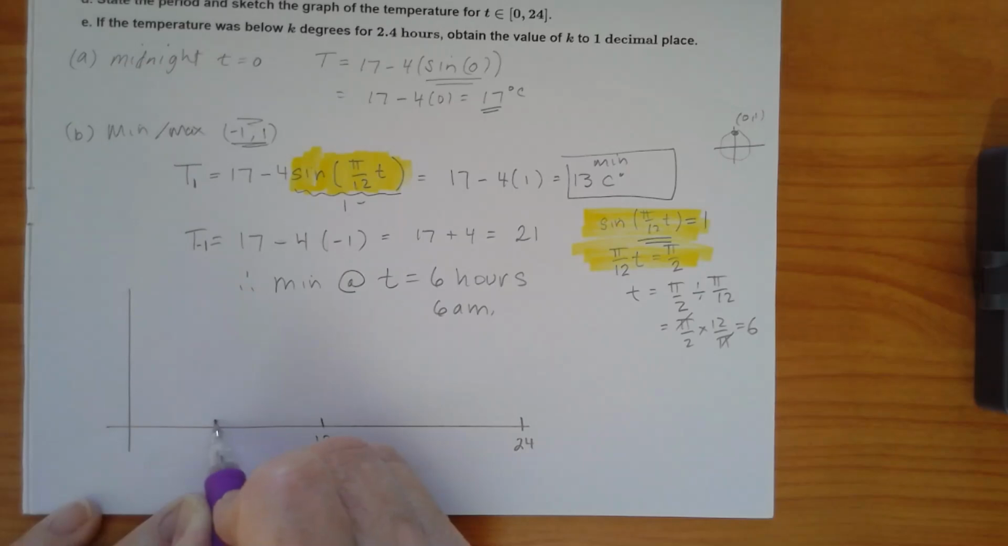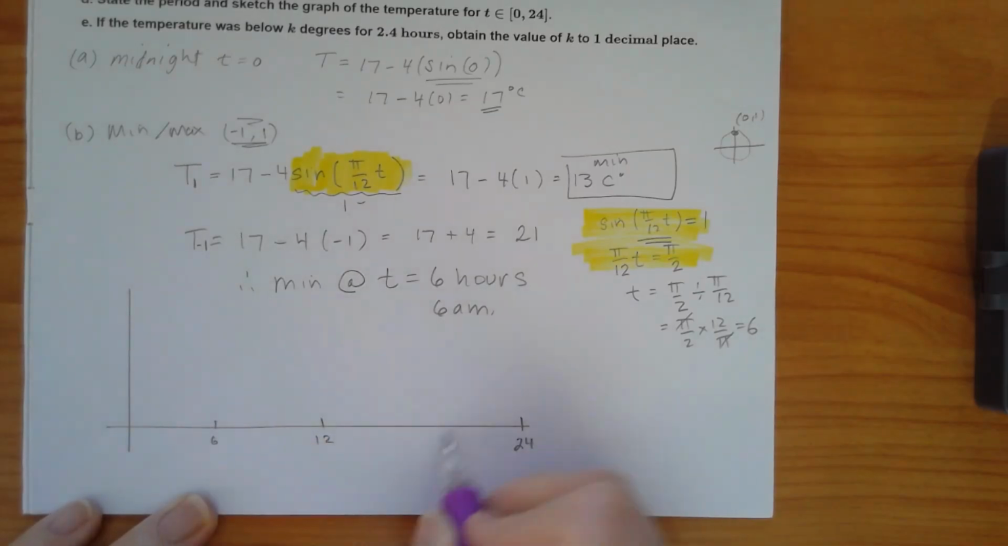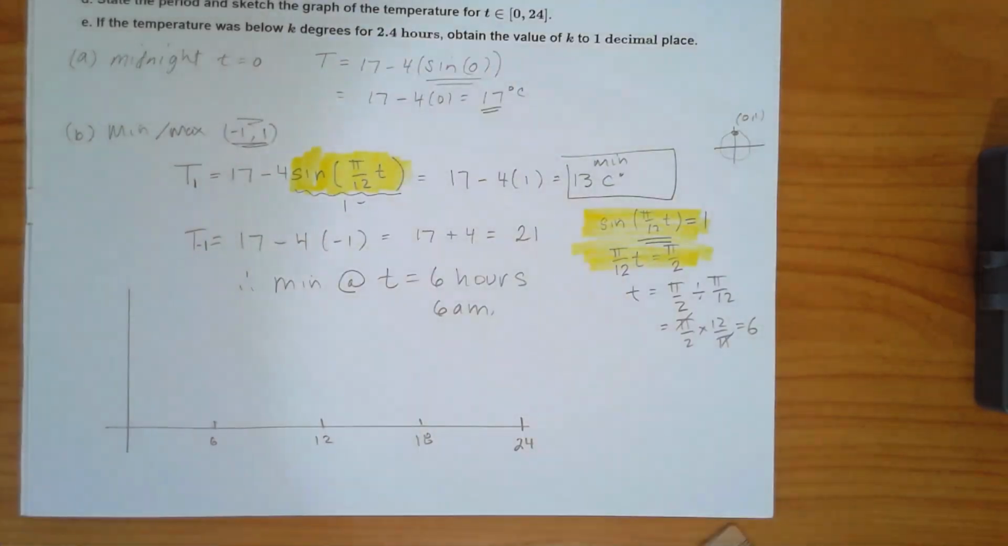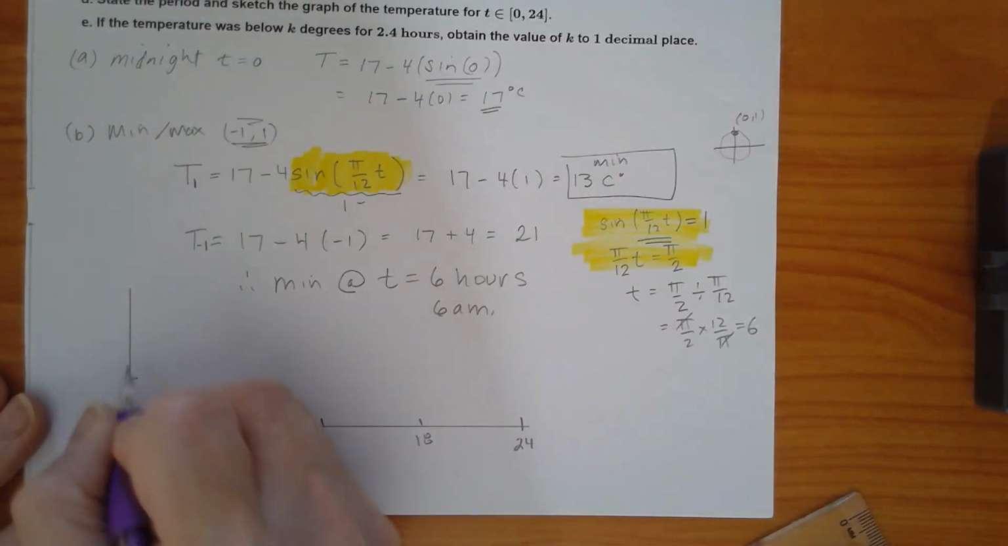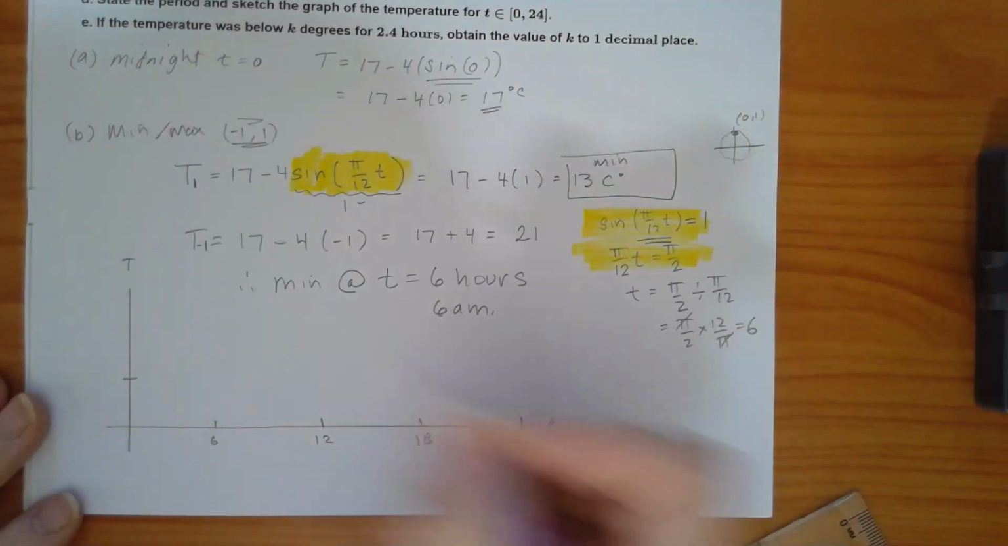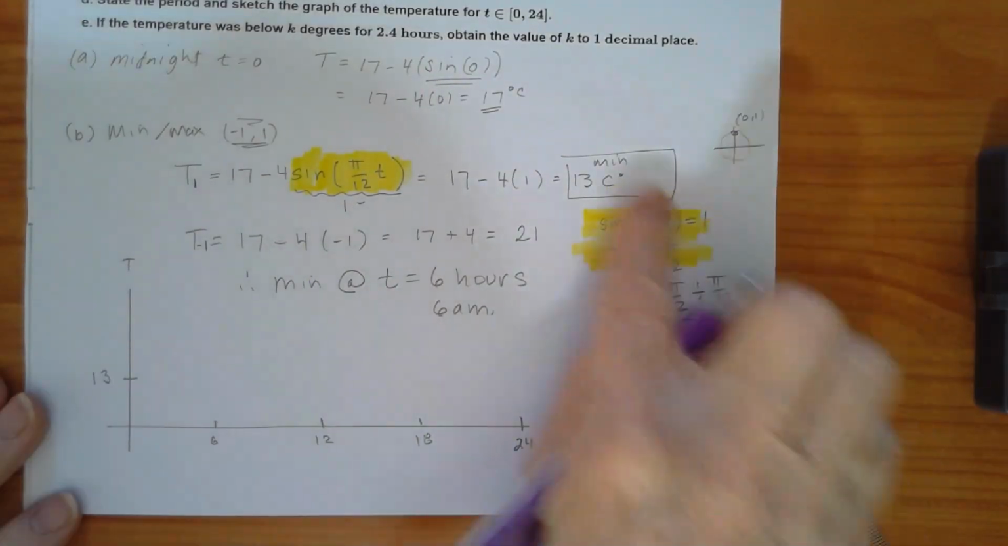Cut it in half, cut it in half. I can see that's where the min was. Cut it in half. Okay, I just added 6 to 12 to get 18. And I know that the minimum was 13. This is big T, this is little t. The minimum was 13, and the maximum was 21.